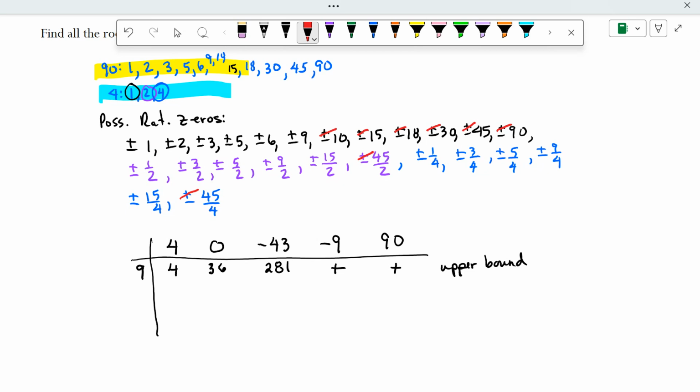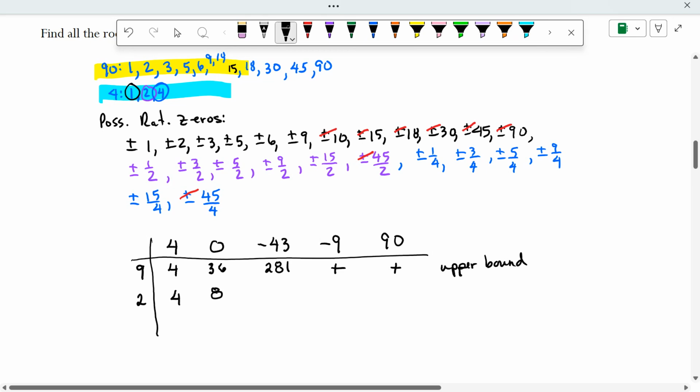So now I'm going to go smaller. Let's try 2. So I bring down the 4. 2 times 4 is 8. 8 plus 0 is 8. 2 times 8 is 16. 16 plus negative 43 is negative 27. 2 times negative 27 is negative 54, plus negative 9 is negative 63. 2 times negative 63 is negative 126, plus 90 is negative 36.